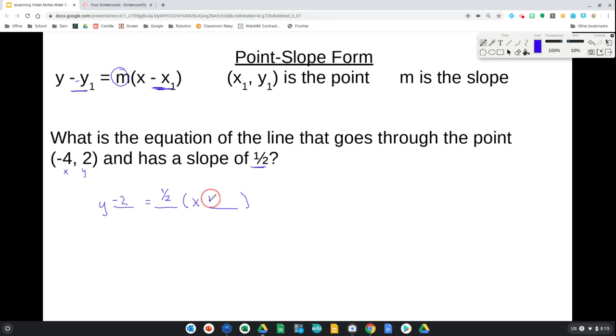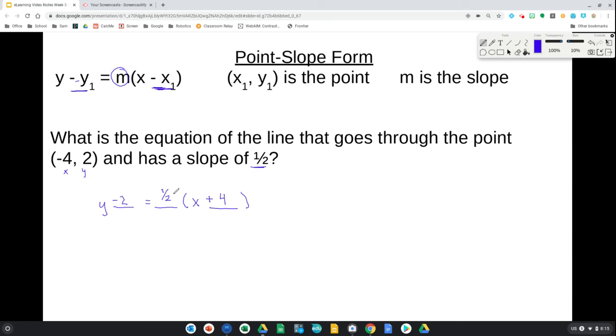But instead of putting minus -4, we put plus 4. So basically what we're going to put next to the y and what we're going to put next to the x is the opposite of our ordered pair. In our ordered pair, we had negative 4, 2. Next to the y, we put minus 2. Next to the x, we put positive 4. And then the slope goes in front of the parentheses. So we're going to fill in those parts of that equation to come up with this equation.